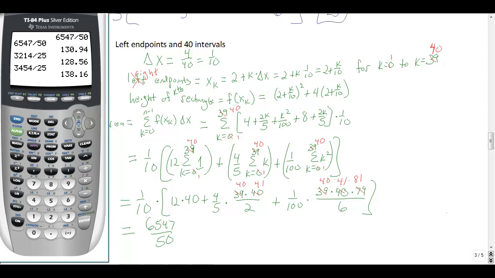And I'm just going to hit second enter a bunch of times to bring in what I typed in and change the appropriate things so that 39 becomes a 40. The 40 becomes a 41. The 39 again will become a 40. The next 40 becomes a 41. And the 79 becomes an 81. And you would enter, and you get 6787 over 50.